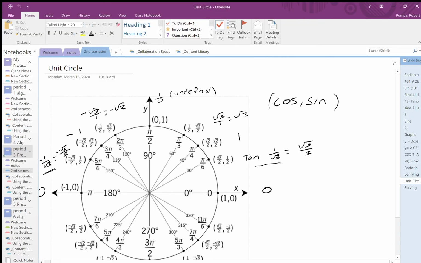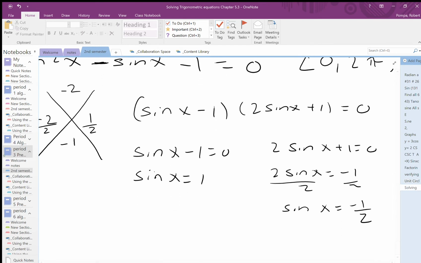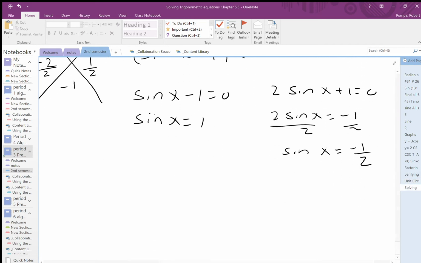Where does sine equal 1? Sine equals 1 here at pi over 2. And where does it equal -1/2? It equals -1/2 at 7 pi over 6 and 11 pi over 6. So our three answers will be pi over 2, 7 pi over 6, and 11 pi over 6.